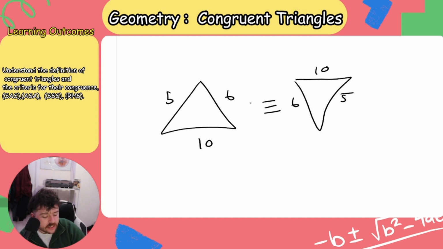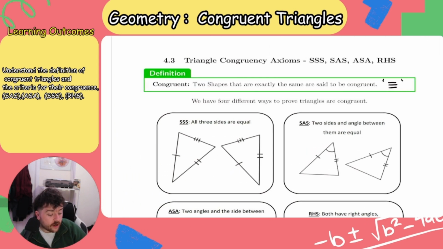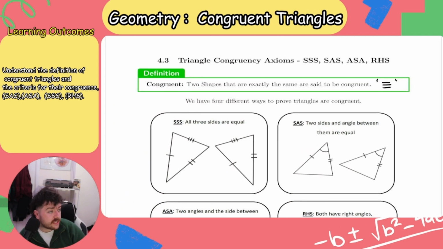If we're saying something is congruent, we can use this symbol here, which is like a triple stacked equal sign. So that shows congruency, right? That just means the same shape. Basically, that's what congruency means, and that goes for any shape. But in this video specifically, we're talking about congruent triangles.